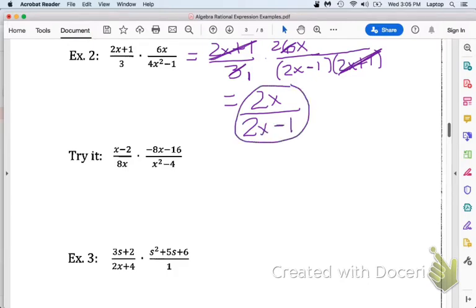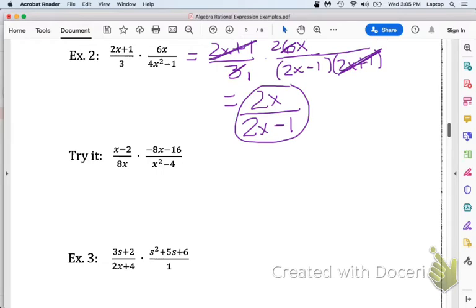Okay, so by simplifying before multiplying, it makes it a lot easier. And again, on all of these, if you want to, pause the video and try it before I explain it. Okay, looking at the next one.